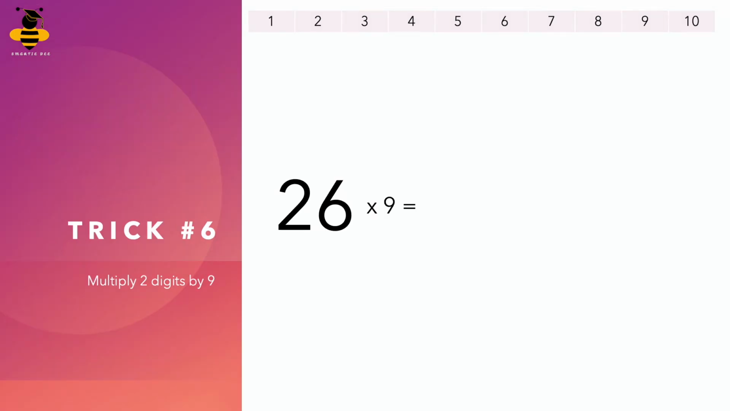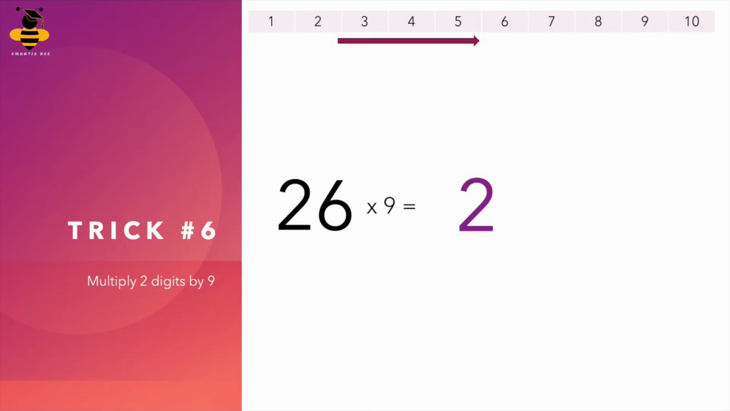So we have 26 multiplied by 9. What we do is we take the first digit as is. So you take number 2. That becomes the first digit of the answer. Then we will look at number 6. Now number 6, what we will do is we will calculate the difference between number 2 and number 6.